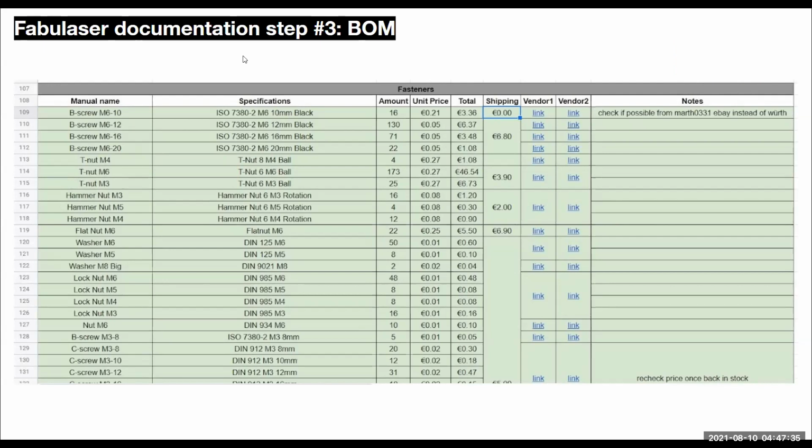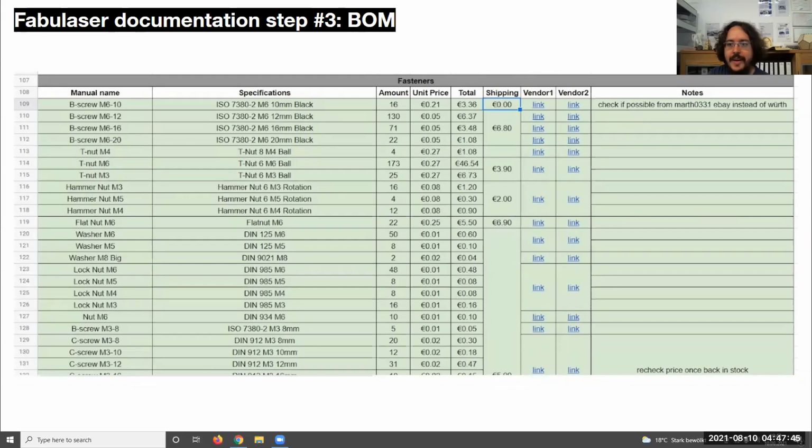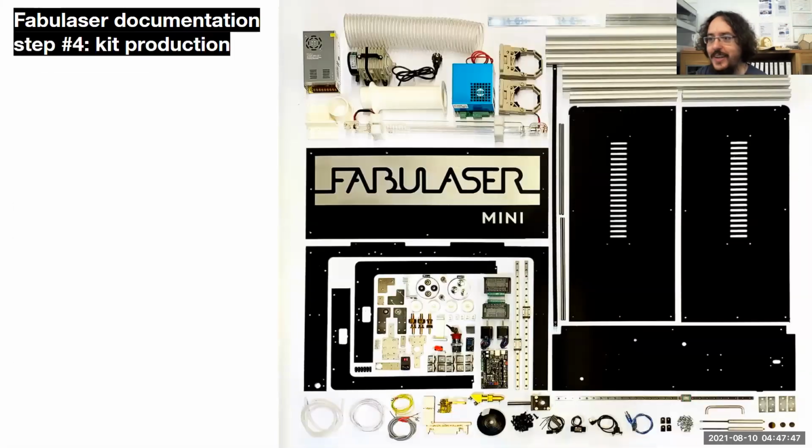Sorry, I misunderstood. So when you send the manual, you send it with a kit including all the parts? Yeah, the kit includes everything apart from the tools, like screwdrivers and Allen keys and so on. So it includes all the screws.